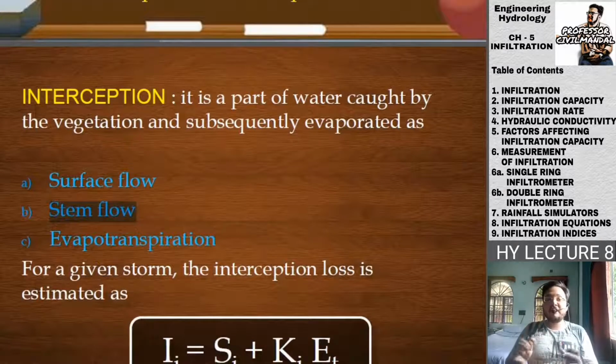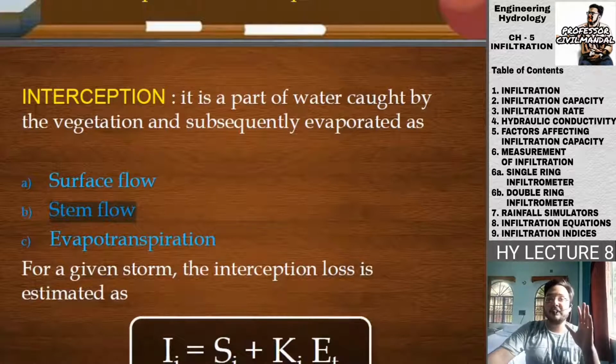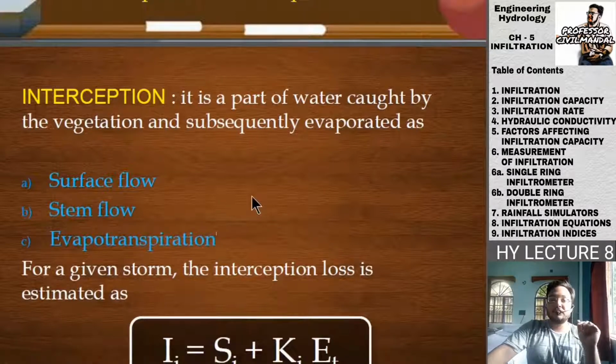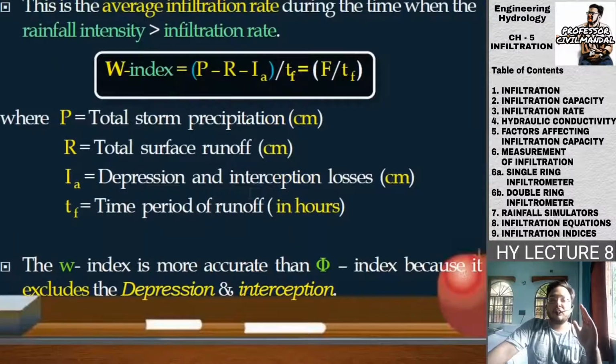And finally, there is the evapotranspiration. For the process of photosynthesis, plants take up this rainwater, and they further evaporate it through their openings in the leaves known as the stomata, and that is evapotranspiration. So this is interception, and it is actually a loss to the hydrological process.